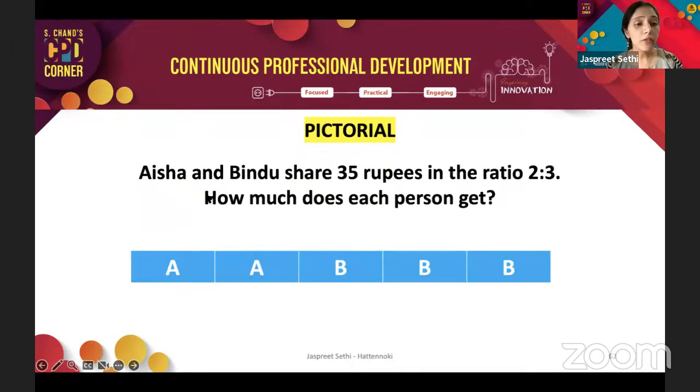Another one for ratios would be a very typical 6th, 7th grade example. Aisha and Bindu share 35 rupees in the ratio 2 to 3.